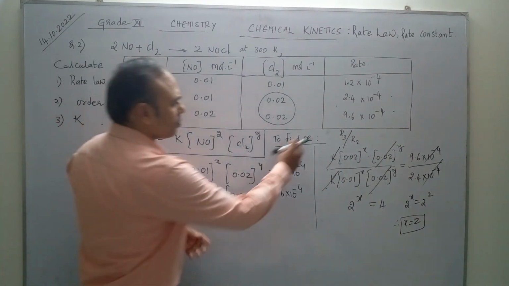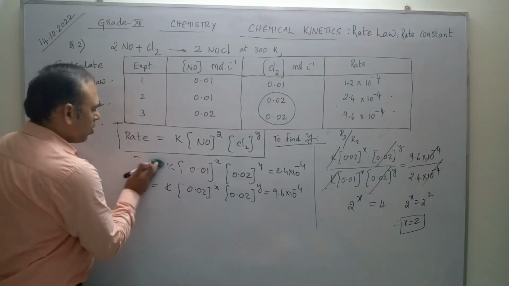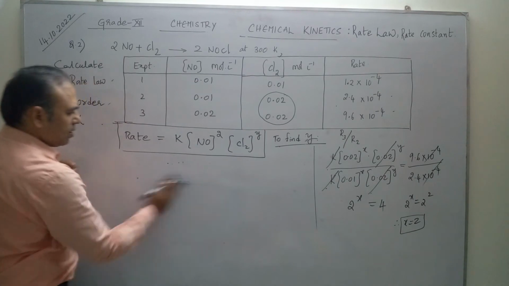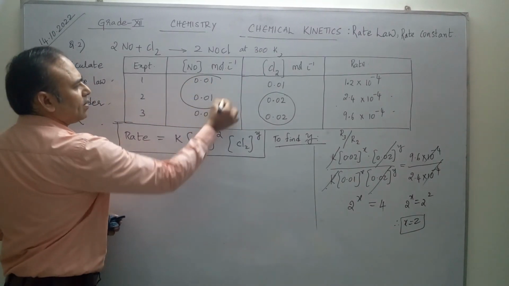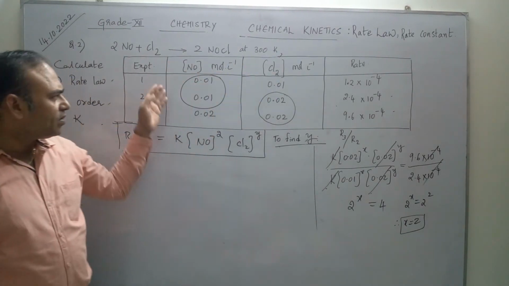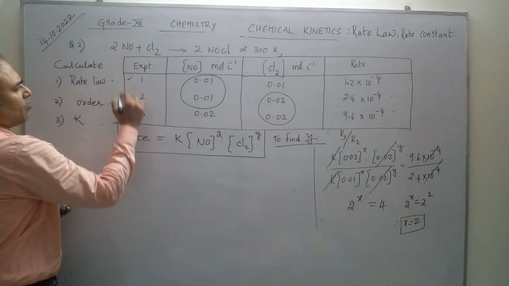Second step, we need to calculate Y. The method is the same. What is that? Here we have to see what is the similar concentration. So to find Y, we should check which is similar here. So let us take R1 and R2.